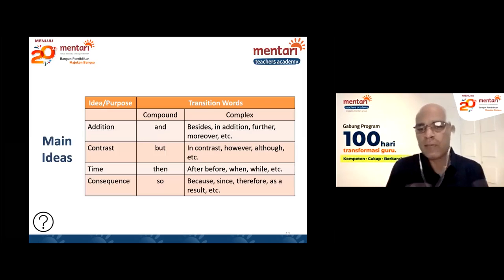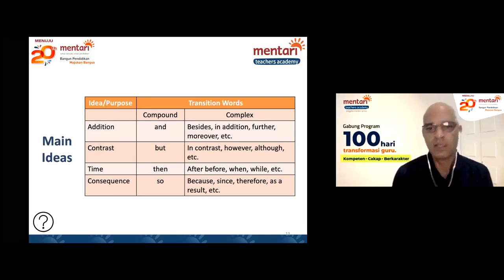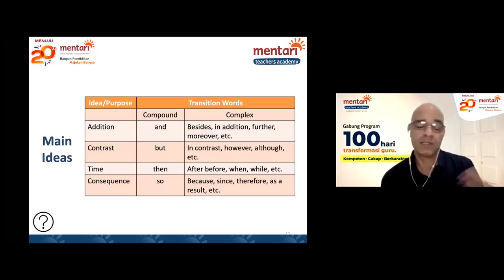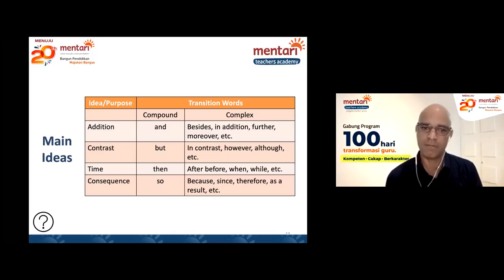And today, just to keep us focused, we're going to be working on these ideas when it comes to using transitions: addition, contrast, time, and consequence, right? And we're going to be using a mix of compound and complex transition words. So you have "and" and some other transition words that convey the same meaning of addition, the same idea, right? "But," and a list of others that convey similar ideas. Then, "and then" and a bunch of other complex transition words used for complex sentences. And then for consequence, "so," which has to do with because, since, therefore, as a result, etc.